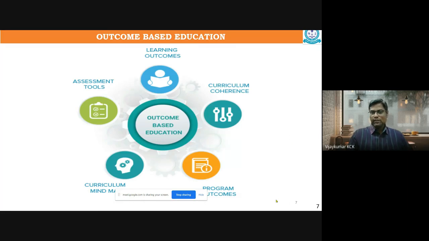In OBE, these are the five important points, which you might be aware of: learning outcome, curriculum coherence, program outcome, curriculum, then assessment tool. So do you know where Bloom's taxonomy comes in? Certainly, it is in the assessment tool.